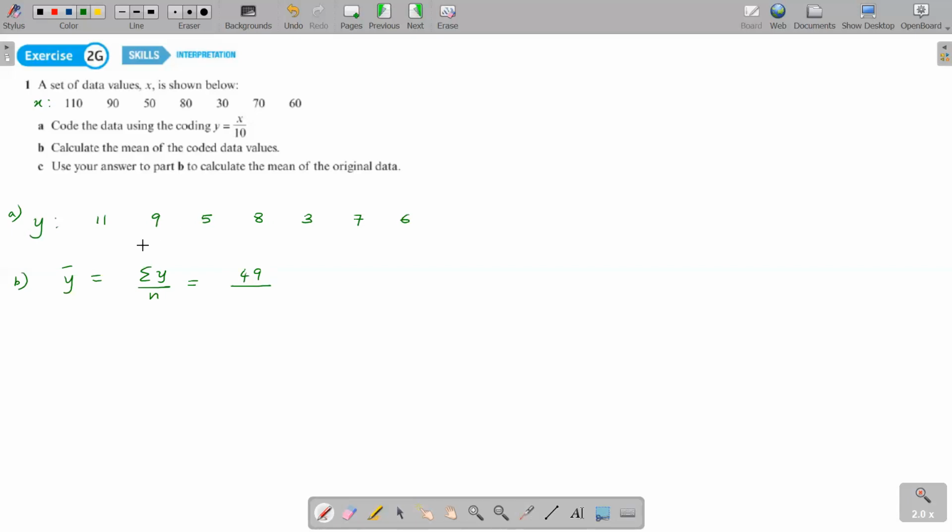49 over how many data points? 1, 2, 3, 4, 5, 6, 7 data points. So which means y bar is 7. So the mean of the coded data values is equal to 7.